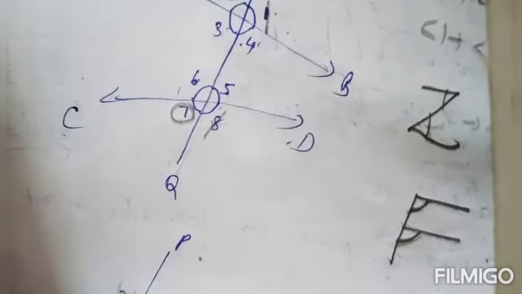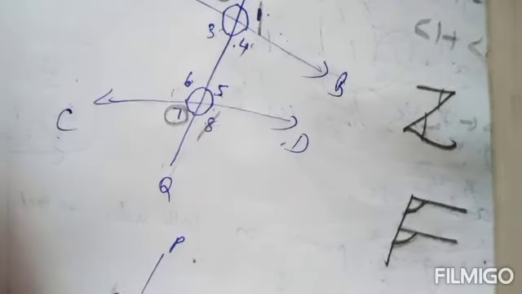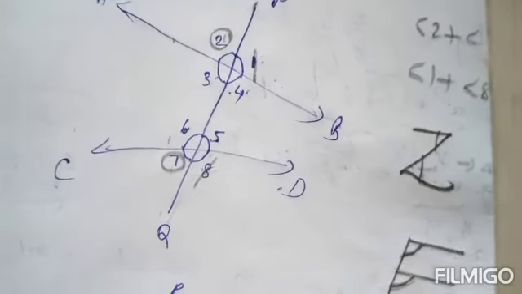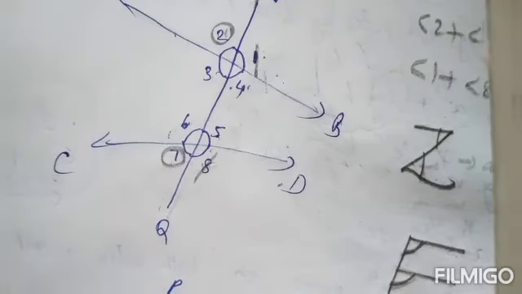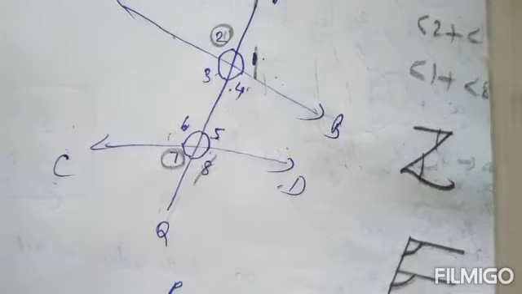Exterior alternate angles are equal, interior alternate angles are equal, corresponding angles are equal, co-interior angles are supplementary, exterior allied angles are supplementary.